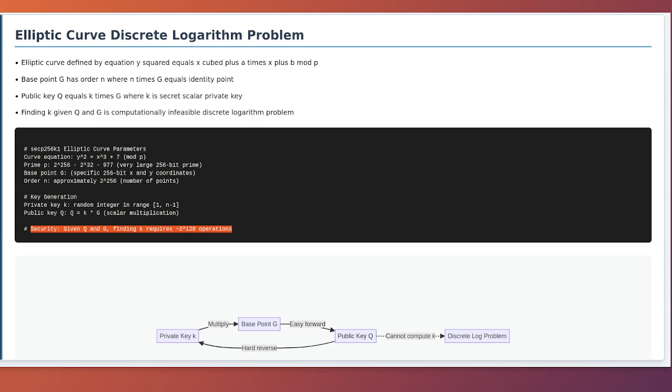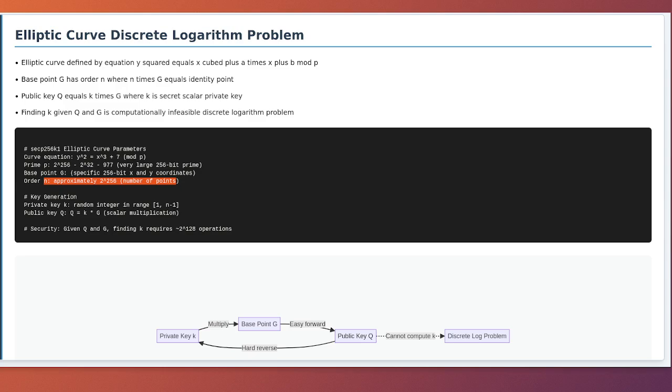Let's work with a concrete example using the SECP256K1 curve, which is used in Bitcoin and Ethereum. The SECP256K1 curve has the equation y squared equals x cubed plus 7, computed modulo a very large prime p. The base point G has coordinates that are specific 256-bit values, and the order n is approximately 2 to the power of 256. In practice, a private key in SECP256K1 is just a random integer k between 1 and n-1. The corresponding public key is the point Q equals k times G.